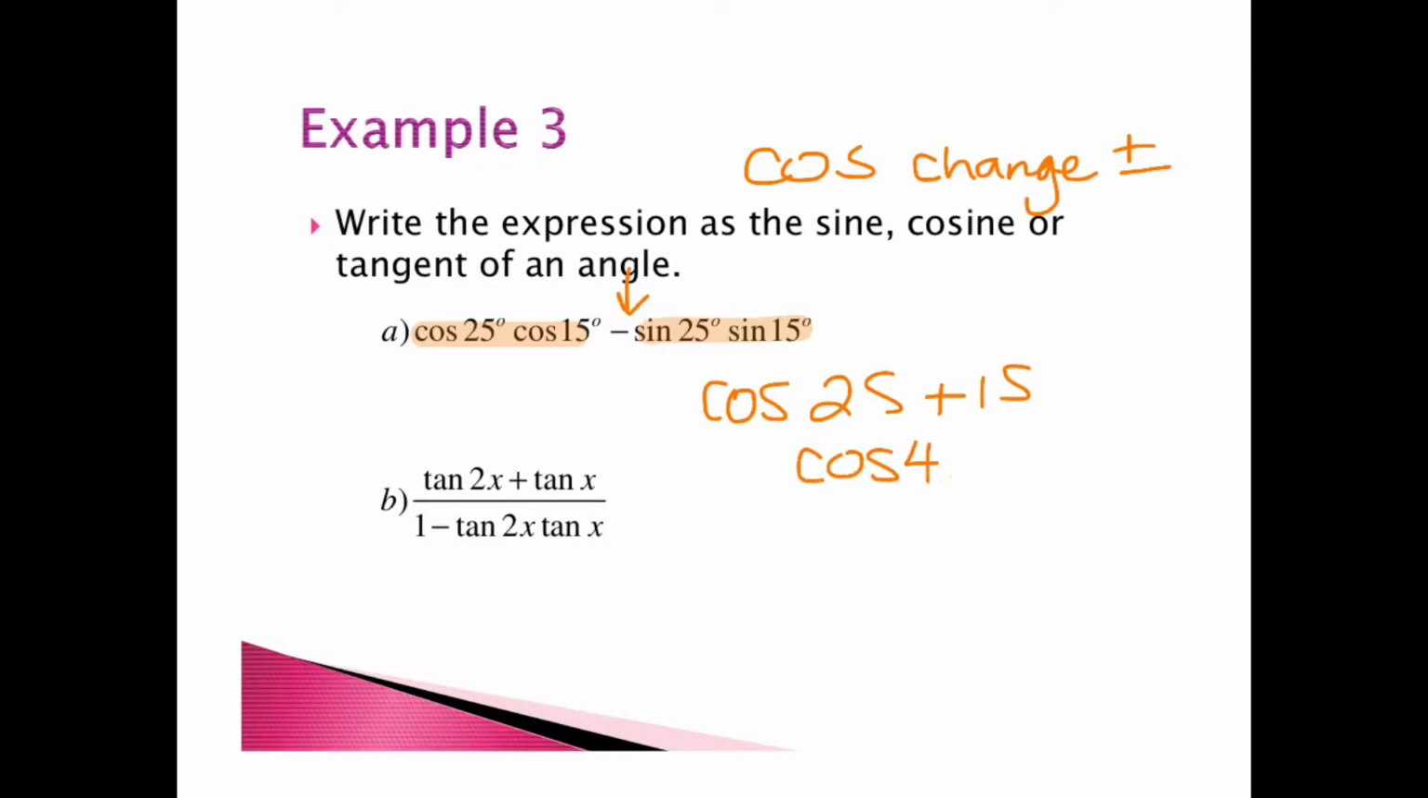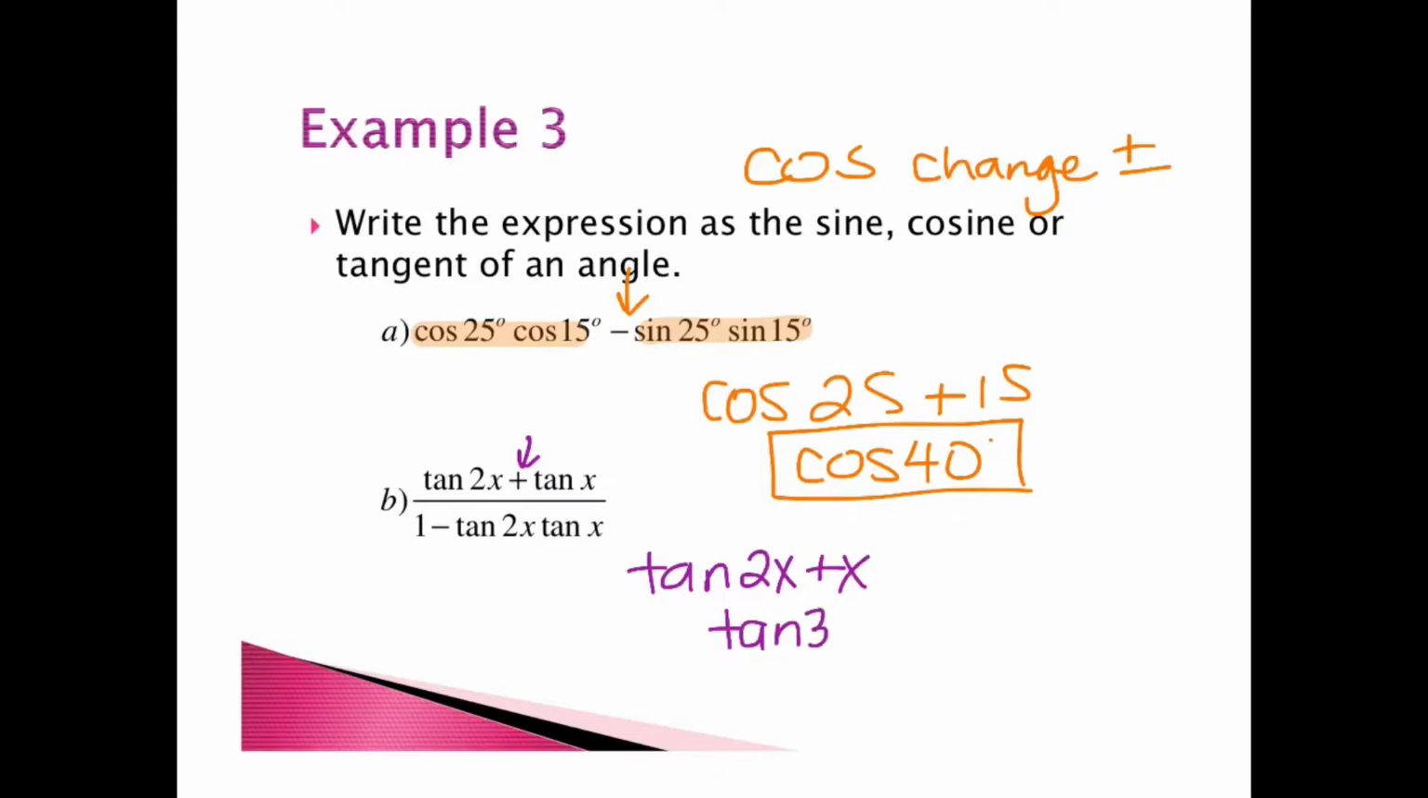And for right now, that's all we're doing. So you're just finding what it would be. In the next example, you'll see we take it a step further. Part B, obviously, is tangent. And with tangent, we keep the sign the same. So this is tangent of 2x plus x, which becomes tangent of 3x.